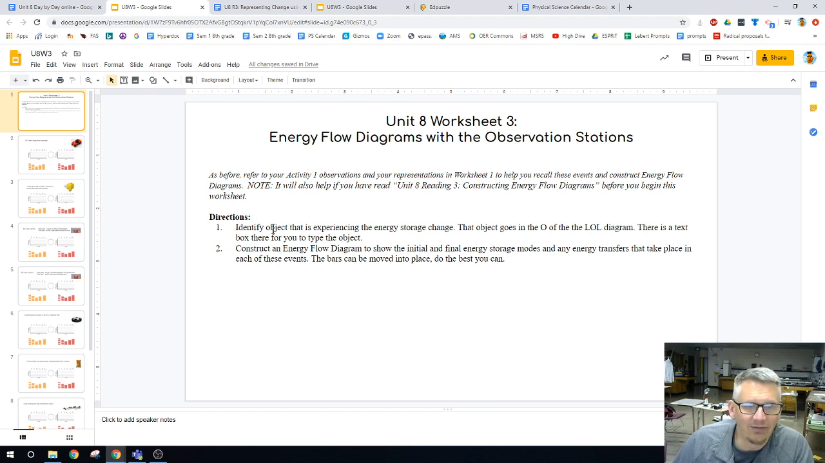Number one, it says identify the object that is experiencing the energy storage change. That object goes in the O of the LOL diagram. There is a text box there for you to type the object. Then number two, it says construct an energy flow diagram to show the initial and final energy storage modes and energy transfers that take place in each of these events. The bars can be moved into place. Do the best you can.